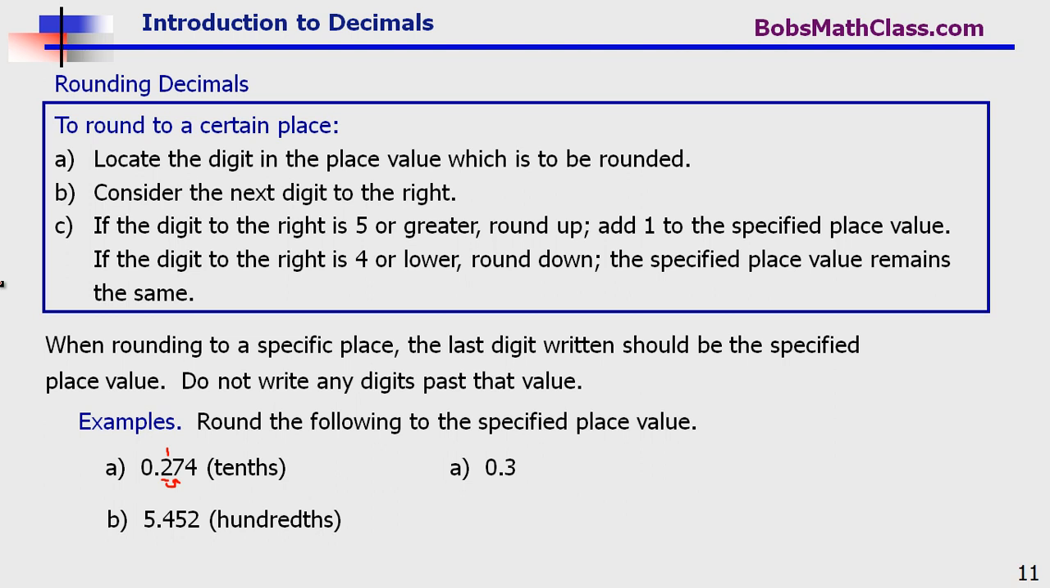Okay, 5.452. So find the hundreds place. Which number is the hundreds place? The 5, right? The second 5, not the first 5. And look to the right, it's a 2. Is it 5 or more, or 4 or less? It's 4 or less. So what are we going to do with the hundreds place? Leave it alone. So our answer is 5.45.